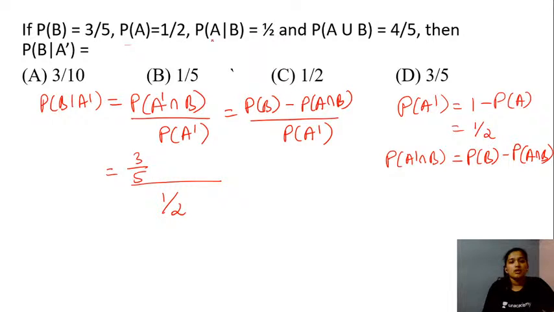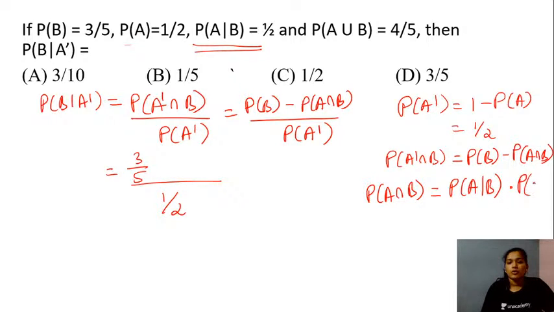How will we get it? We will get it from the information given here, right? Probability of A and B will be equal to probability of your event A given your event B into probability of your event B. So probability of A given B is half, into probability of B, which is 3 by 5. So this value here is 3 by 10.